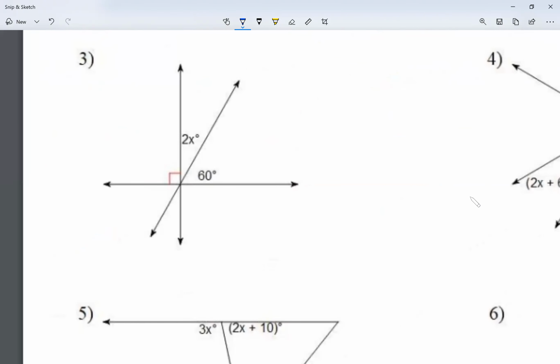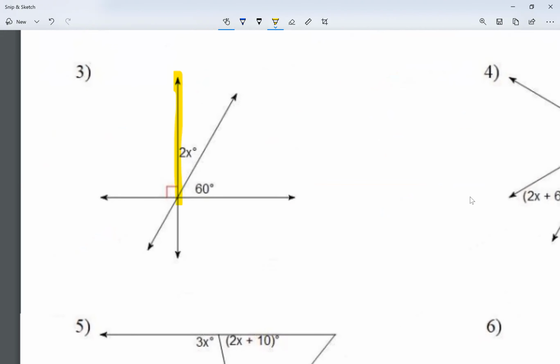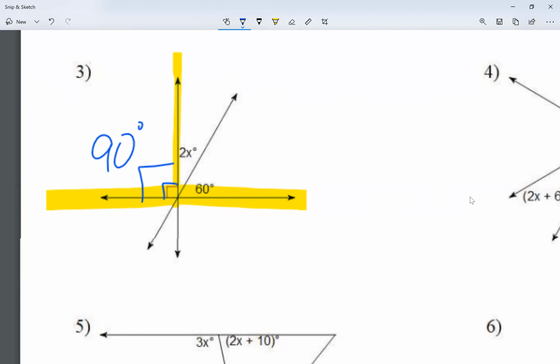Now here, I don't quite see an X. When I look at the sides of the lines that make my angle, this line makes my 2X and that makes my 60. Okay, so that's not quite an X. So I'm not gonna say 2X equals 60, right? I'm not gonna use vertical angle theorem. However, when I think of this angle here, this whole thing is 180, right? This whole thing is 180. Because of this box right here, I know this angle right here is 90. That's what the box means.